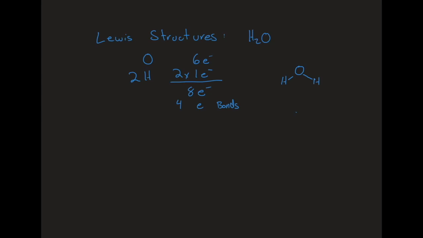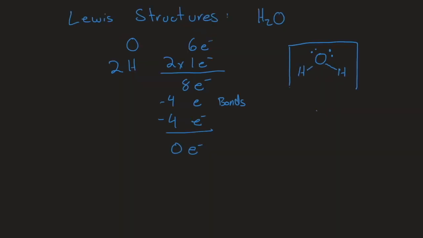But I have 4 remaining electrons that I can use to complete the octet of oxygen. And so I'm going to put in 2 lone pairs on oxygen, which completes the octet and uses the remaining 4 electrons I had left over. And so I'm left with 0 electrons, and my Lewis structure for water is complete.